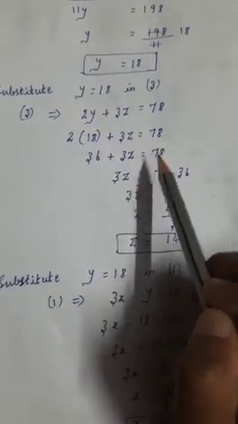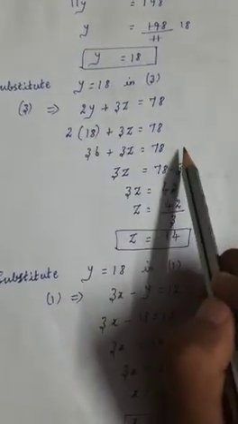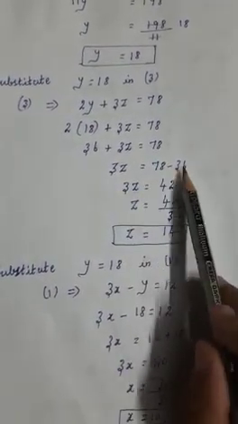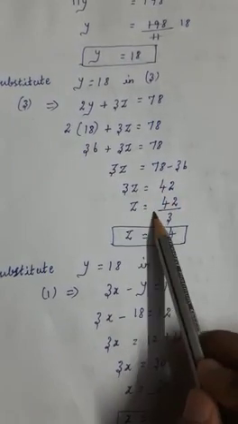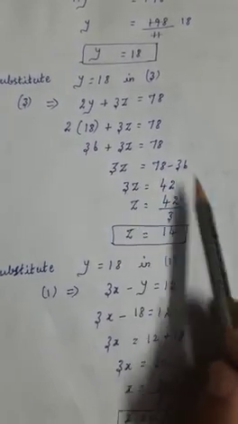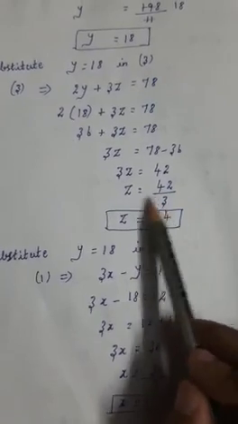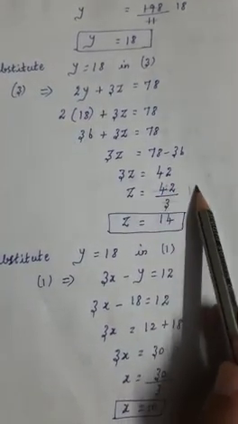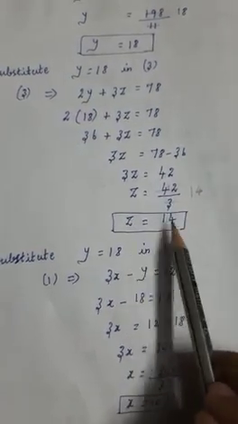2 18s are 36, plus 3z is equal to 78. Then 3z is equal to 78, and this plus 36, if you transpose to the right-hand side, becomes minus 36. Then 3z is equal to 42. Then z is equal to 42 divided by 3, because the multiplication, if you transpose to the right-hand side, becomes division. 3 1s are 3, remaining 12, so 4 3s are 12. So now z is equal to 14.